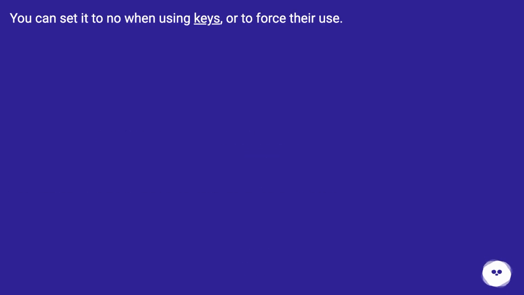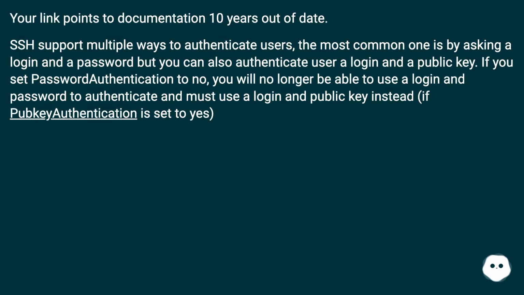You can set it to no when using keys or to force their use. Your link points to documentation 10 years out of date. SSH support multiple ways to authenticate users. The most common one is by asking a login and a password, but you can also authenticate a user with a login and a public key. If you set password authentication to no, you will no longer be able to use a login and password to authenticate and must use a login and public key instead, if pub key authentication is set to yes.